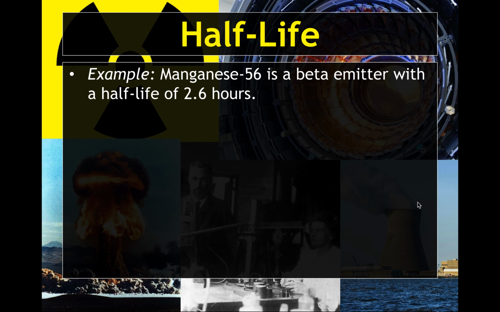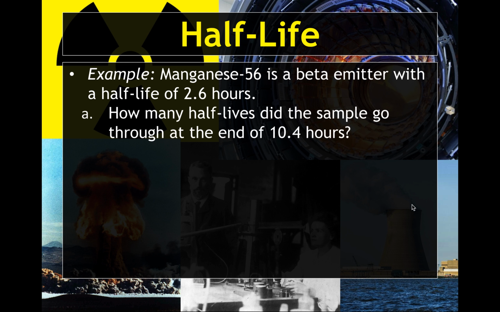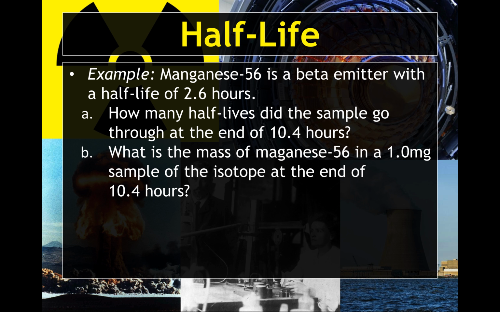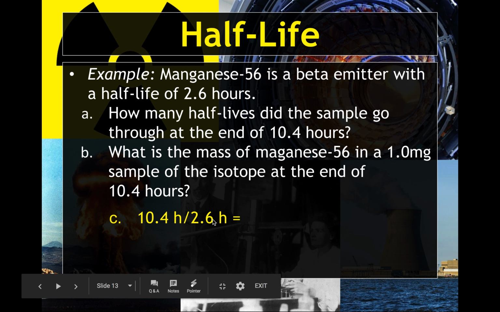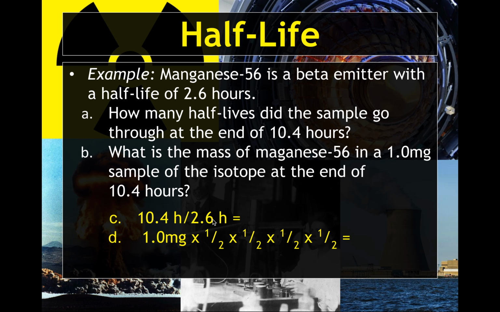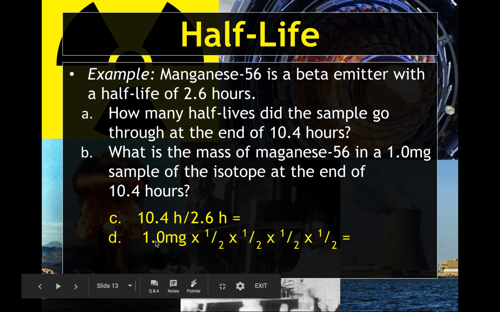Here's another example. Manganese 56 is a beta emitter with a half-life of 2.6 hours. How many half-lives did the sample go through at the end of 10.4 hours? What's the mass of manganese 56 that's going to be left in a 1 milligram sample of the isotope at the end of the 10.4 hours? So the first calculation we'll need to do is the number of hours that have gone by divided by the half-life. The next calculation, we're going to need to take our 1 milligram and multiply it by the number of half-lives that this resulted in.